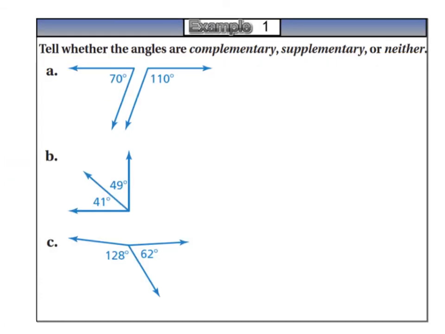So tell me if they're complementary, supplementary, or neither. And you can go ahead and use a C, an S, or an N. So pause the video, take 30 seconds and do them, and then come back and see if you got them right. Letter A is supplementary. Letter B, if we look, we have a 90-degree angle. That's complementary. Here we can tell we don't have a right angle, so this one is neither.